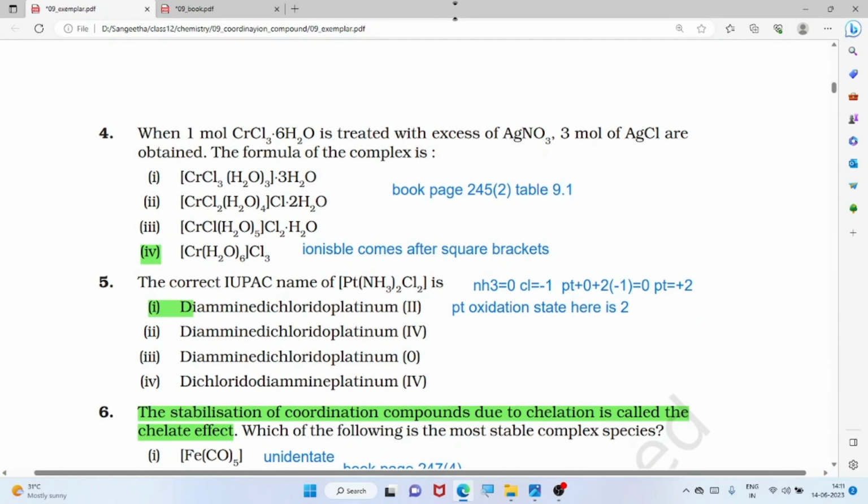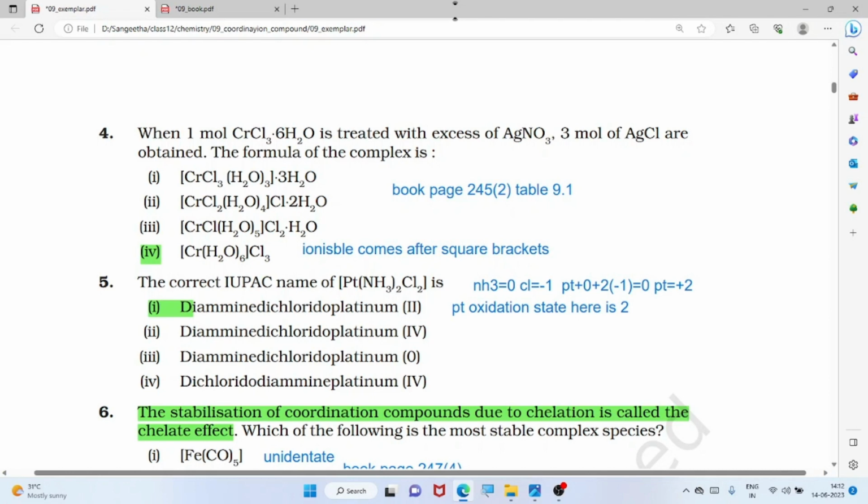When 1 mole of this is treated with excess AgNO3, 3 moles of AgCl are formed. So you have to subtract 3 Cl from here, so that Cl should be ionizable. So here, 6 Cl, that Cl is ionizable, and it will form the 3 moles of AgCl. Okay, ionizable comes after this, after the square bracket, so this is also called the counter ion.